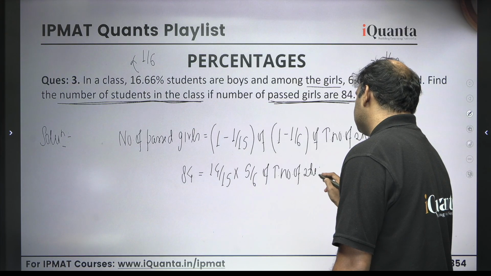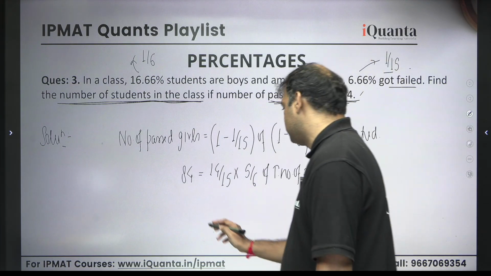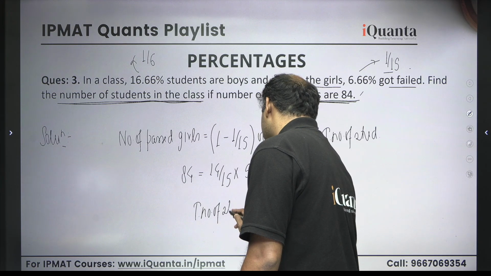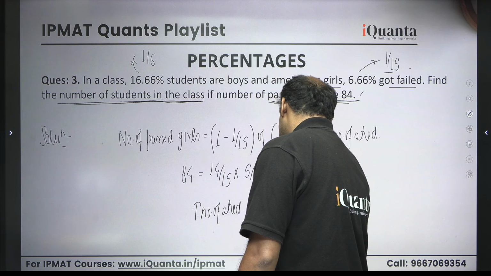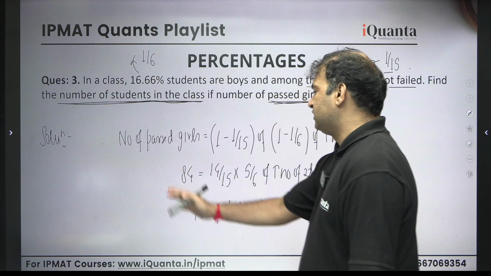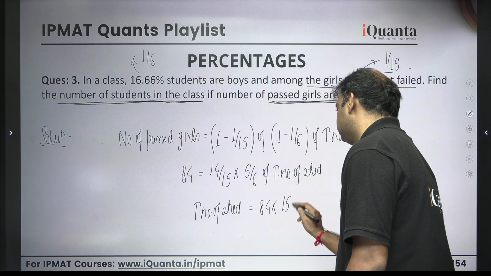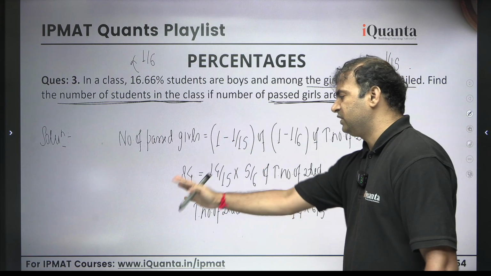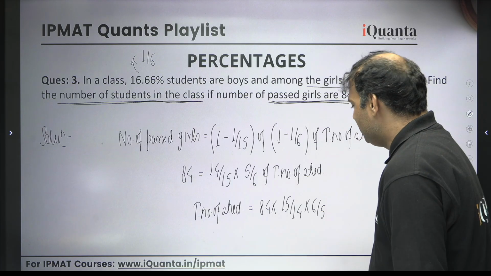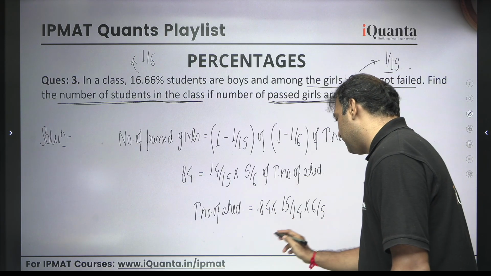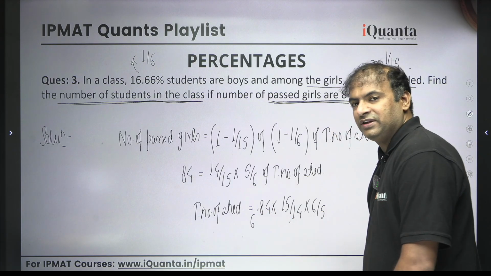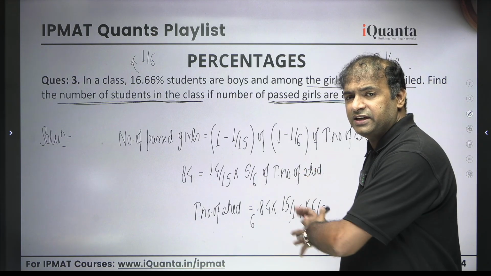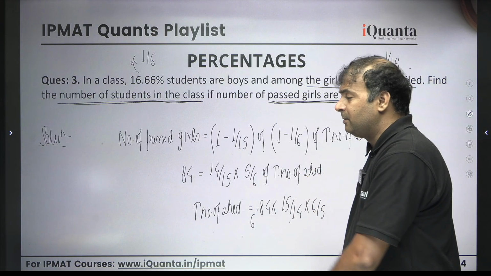Now, it's just some simple calculation. So we can say the total number of students has to be 84 into 15 by 14, and into 6 upon 5. We are just doing the cross multiplication, that's it. So look at this: 84 by 14 is actually 6. Usually they give such numbers that they get cancelled out, and we just get an easy number in the end.